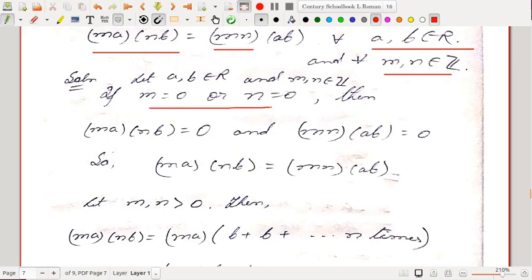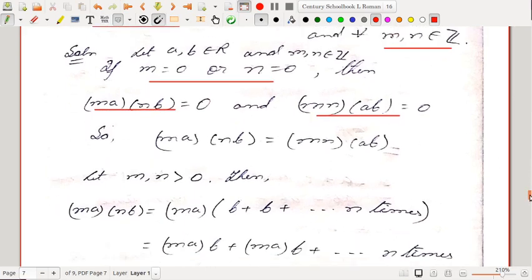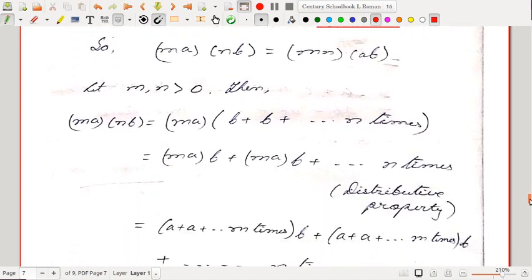If m is 0 or n is 0, if any one of them is 0, then what will happen? All these products will be 0, so it's trivially satisfied. So let m and n be positive. Let both of them be positive integers.